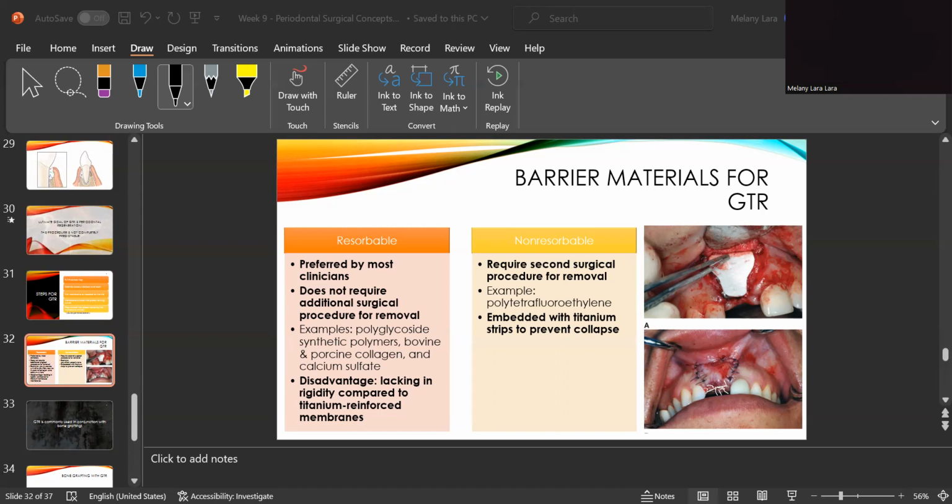Okay. And here's a really good example of what that looks like. So this one is a resorbable membrane here, placing it over the site, and then they're suturing it up in place. So ideally, we don't have any of that membrane exposed.